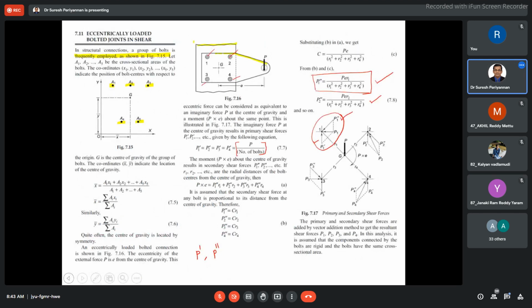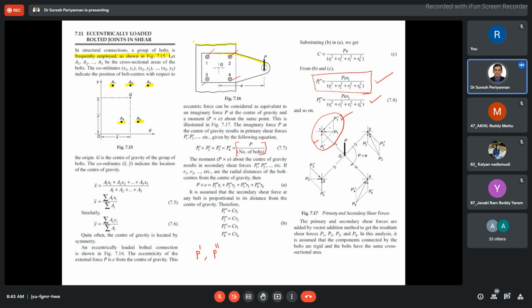Can someone tell me, what is the resultant force? Just a recap. Anyway, we are not going to spend more time on this. What is P1, the resultant force with respect to bolt 1? I clearly explained that. What is the formula? Anyone? You can see here.